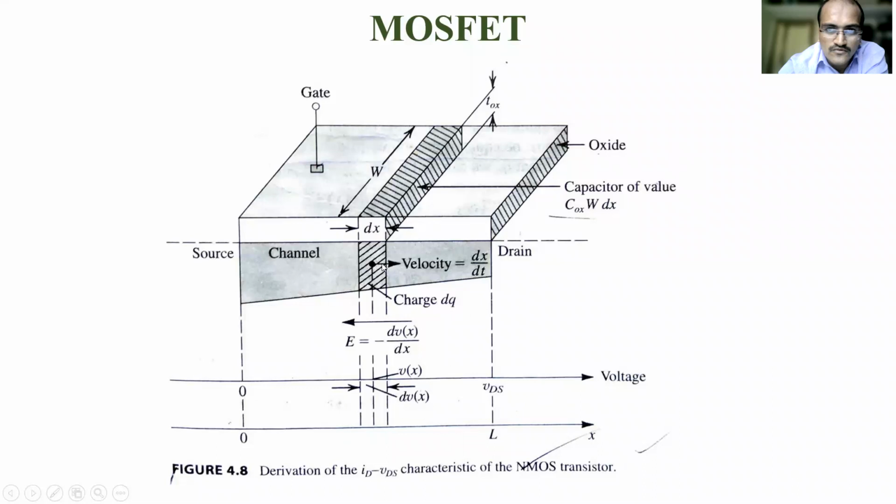So here the channel, these are all physics terms. The capacitor has value COX W dx. This complete portion is the oxide layer, and the oxide layer thickness is TOX. Then the channel and velocity. The velocity is considered as dx by dt, that is distance by time, the distance the electron travels from drain to source. This is also shown here, dVx by dx. All this will be used to derive the equation.